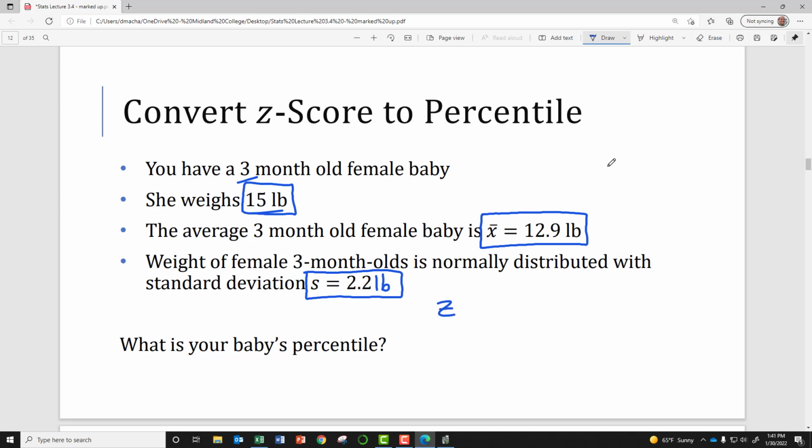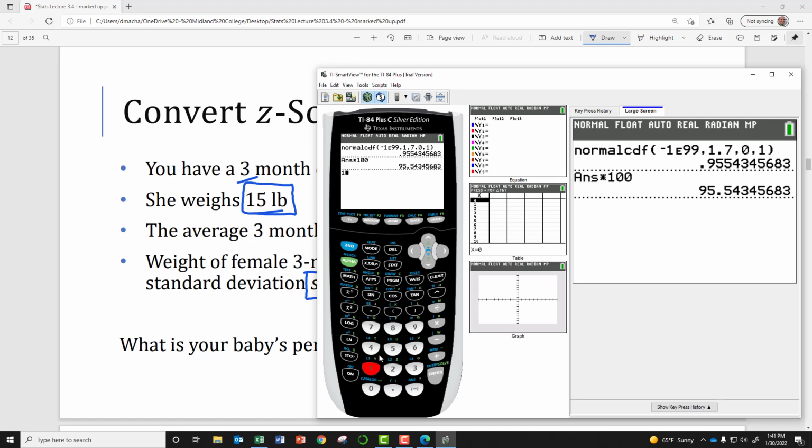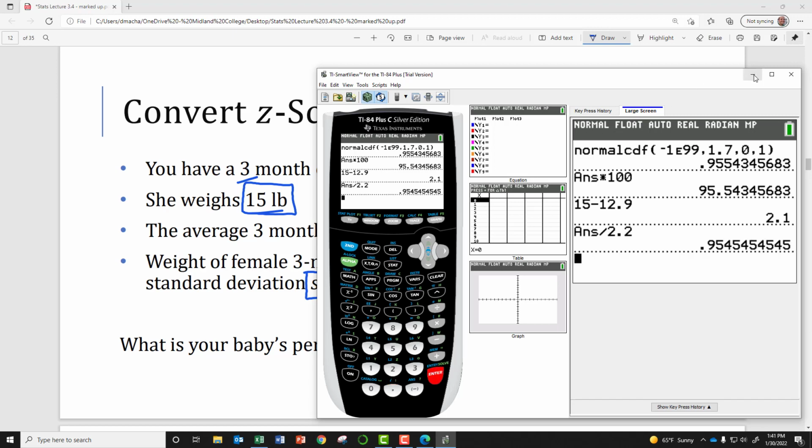Well, we first calculate the z-score, which is going to be the deviation, the difference between your measurement and the mean, 15 minus 12.9 in this case, divided by the standard deviation, so divided by 2.2. So 15 minus 12.9 divided by, oops. In order to do this right, I can't just put divided by 2.2. It'll only divide the 12.9 by 2.2, so that won't be good. But I can click enter and then divide by 2.2 and get a z-score of 0.9545.